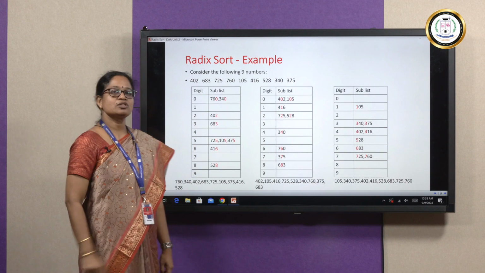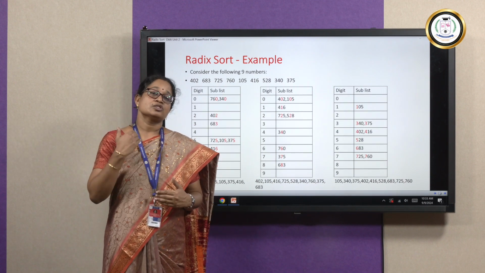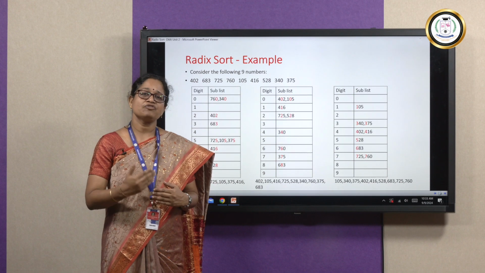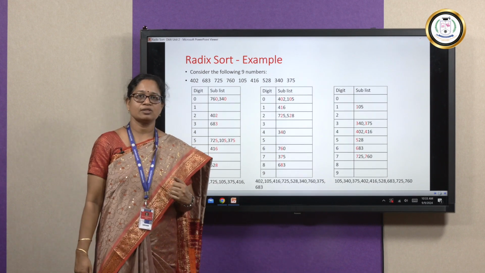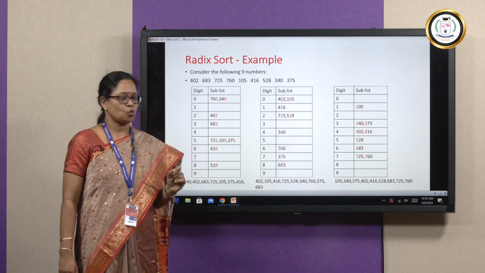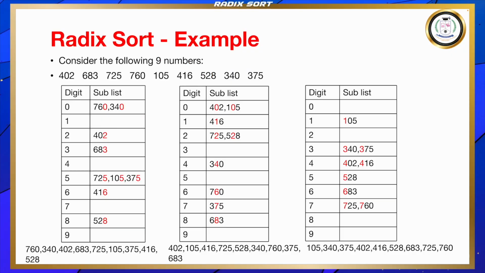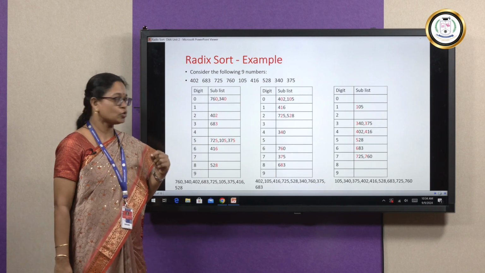Radix sort starts by sorting on the least significant digit. Let us see the first number, that is 402. Here the least significant digit is 2. So this number 402 is placed in the second location, that is the second row.